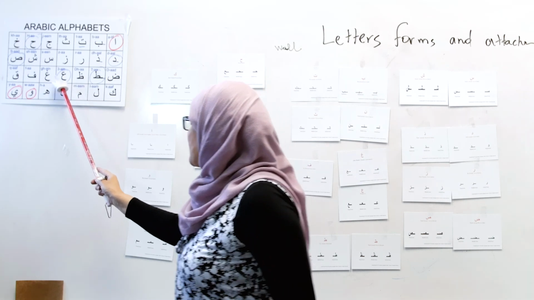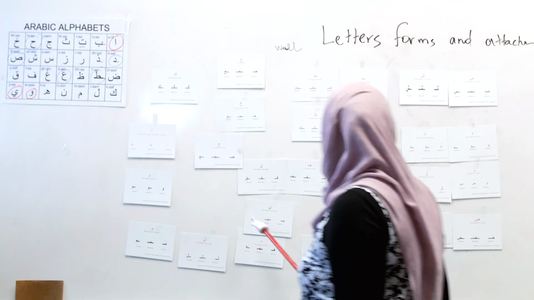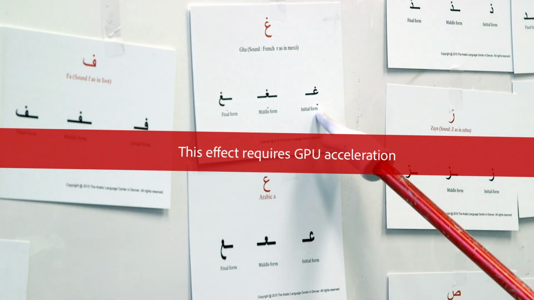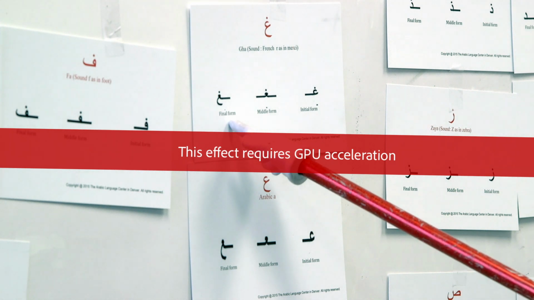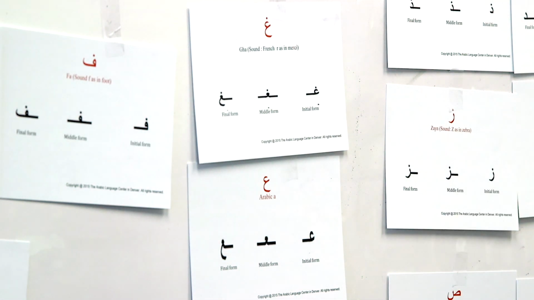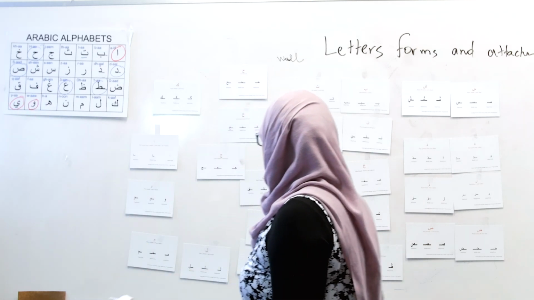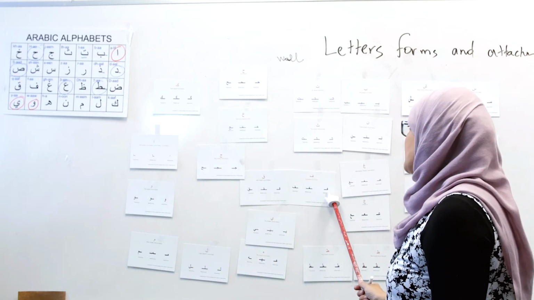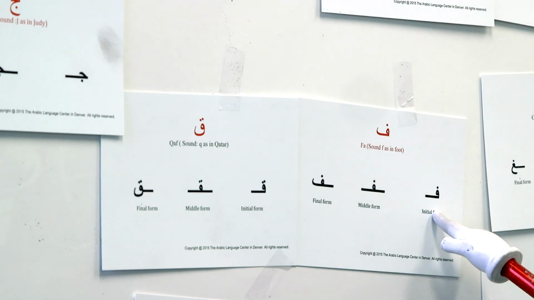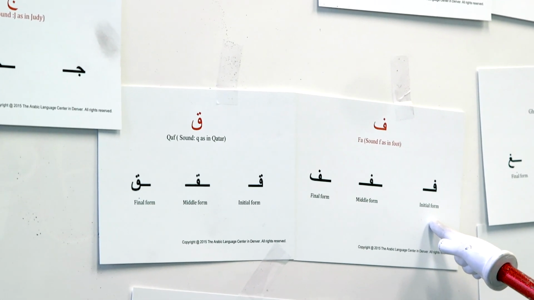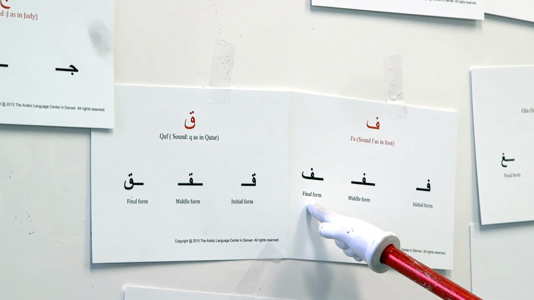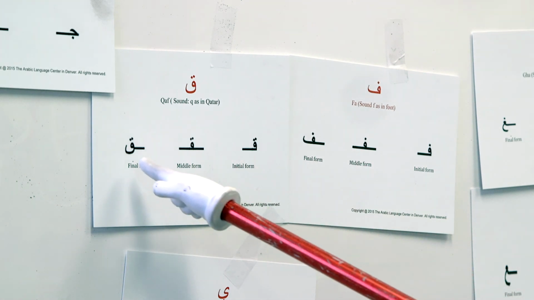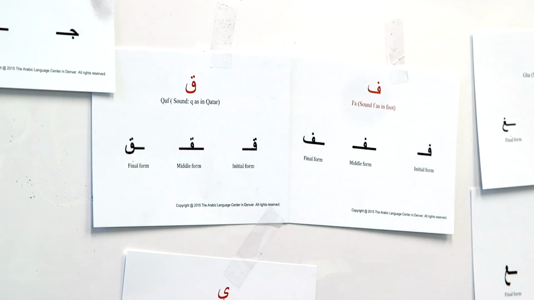Then the same thing applies to the ghain, where the initial form is different, the middle form, and the final form. And then we have the fa and the qaf. Slight changes are made to the fa in the initial form, the fa in the middle form, and the fa in the final form. The same thing, you see, it just needed this horizontal line to link to the other one.